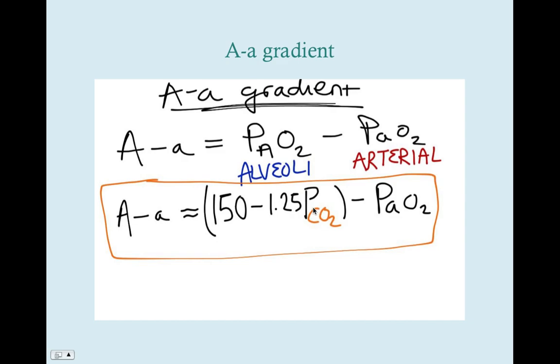Take a look at what this means. If our partial pressure of CO2 goes down, then our AA gradient is going to go up. Because if this value is lower, then the alveolar PO2 is going to be higher, because we're subtracting less from this 150. And that's going to be really important when we look at certain diseases that are not due to the lung itself but cause an increase in the gradient, namely asthma.